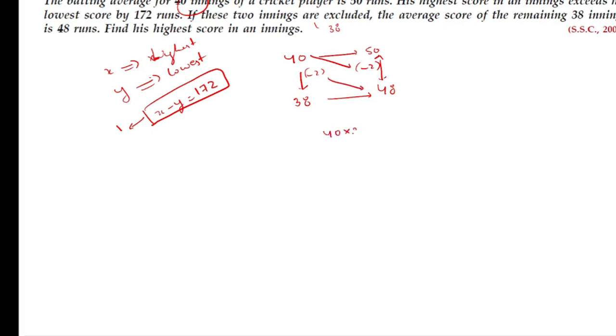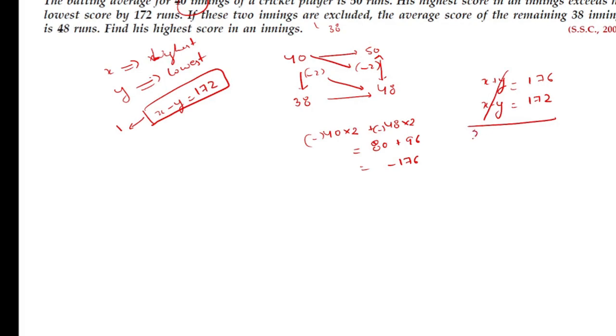40 into 2 plus 48 into 2. This is 80 plus 96. Since this has reduced, both are minus, so I am adding it. So minus 176. Since this is the amount of runs we have reduced, that is X plus Y. The sum of the two innings has to be this one. So X plus Y is equal to 176, and we have the equation X minus Y equal to 172.